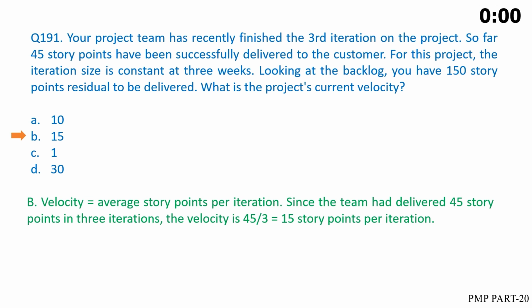The correct answer is B. The velocity is equal to the average story points per iteration. Since the team had delivered 45 story points in 3 iterations, the velocity is 45 divided by 3, which is equal to 15 story points per iteration.